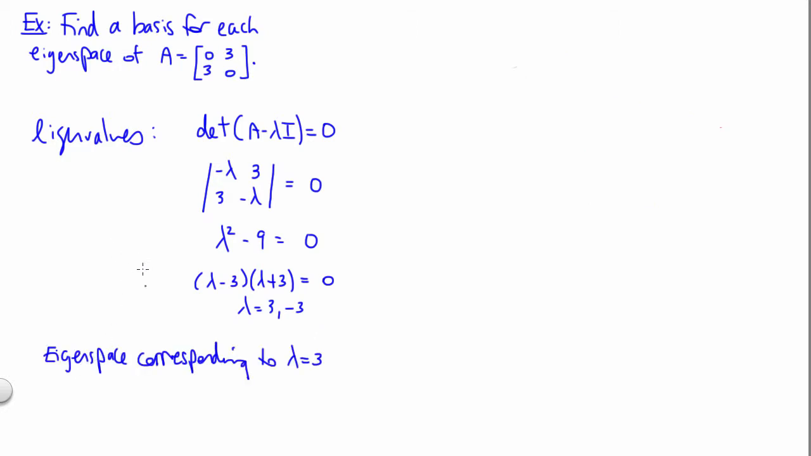Now that we've found our eigenvalues, let's take a look at the eigenspace corresponding to lambda equals 3. The shorthand notation for that would just be E3. So the general procedure for finding such an eigenspace is to solve a system of equations, and the system you want to solve has coefficient matrix A minus lambda I, and it is a homogeneous system, meaning our constants on the right side here are all equal to 0.